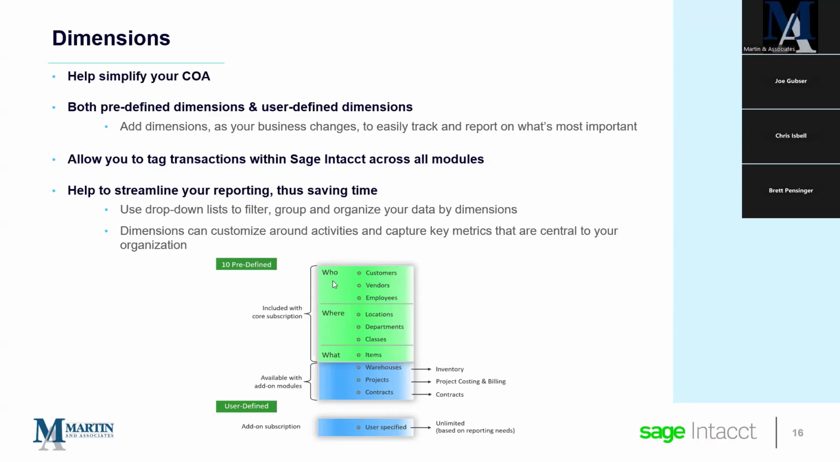There are a series of predefined dimensions that come. So your customer, your vendor, your employees, locations, department, classes, and item number are all dimensions that come with the system, the base Sage Intacct. If you added the inventory module or the project costing and billing / grant tracking or the contracts module, you'll get these additional dimensions right here: warehouses, projects / grants or contracts. And if you have a need outside of the base that you want to have additional data that you want to track, then you can add on user-defined dimensions to your subscription to have other dimensions available.